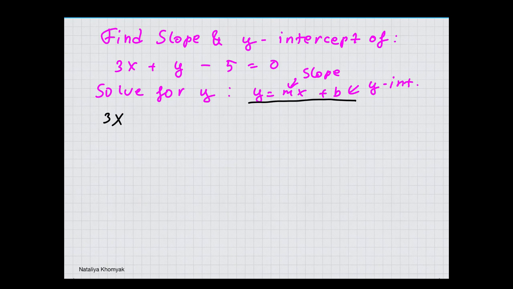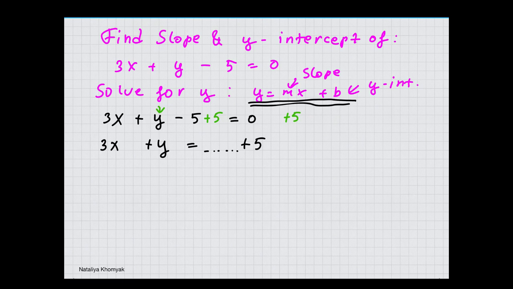So we have 3x plus y minus 5 equals 0. We need to solve for this y, and let's undo negative 5 by adding 5 to both sides. So now we have 3x plus y equals, I'm going to leave a little bit of space here because I need variables to come first to match this equation. We have plus 5.